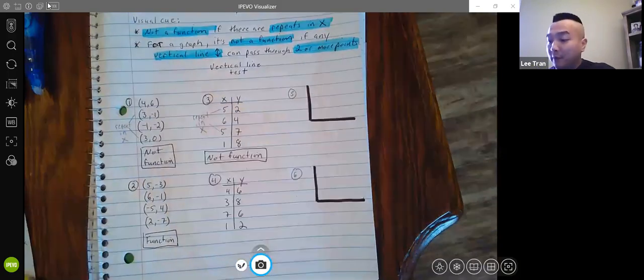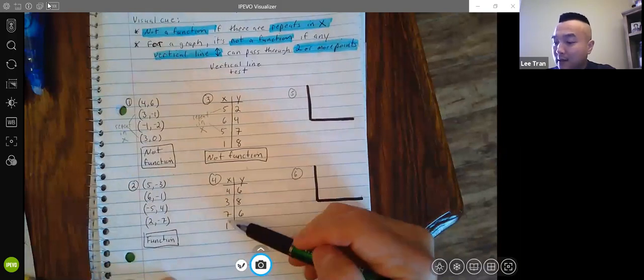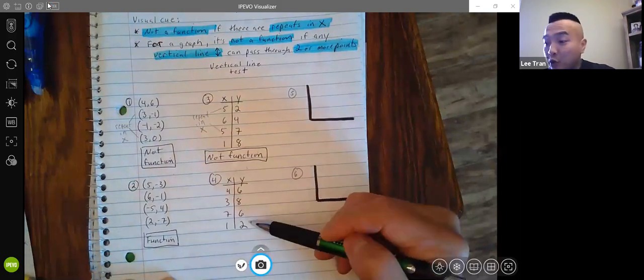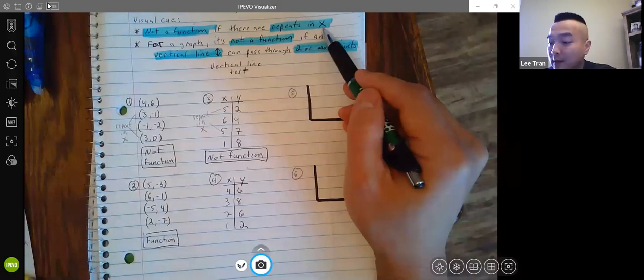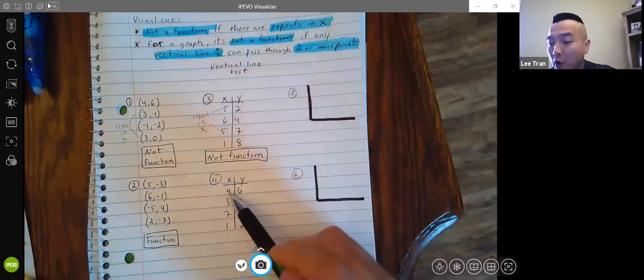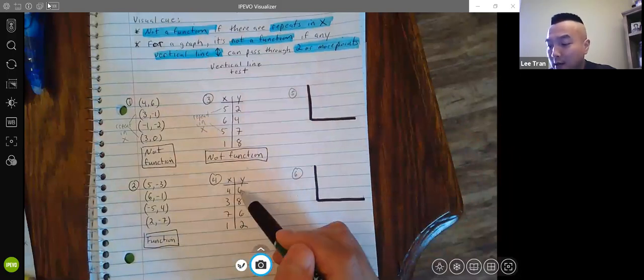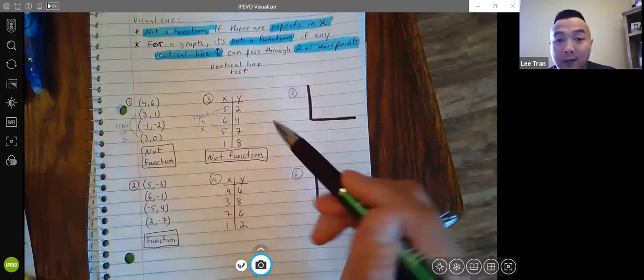Okay. In number 4, look at the X's. There are no repeats in the X. Okay. There's a repeat in the Y, but that's not part of our visual cue. We're only looking at the X. Okay. This 4, there's no other 4. This 4 has a 6, 4, Y. Okay. But there's not another 4 that has another Y.